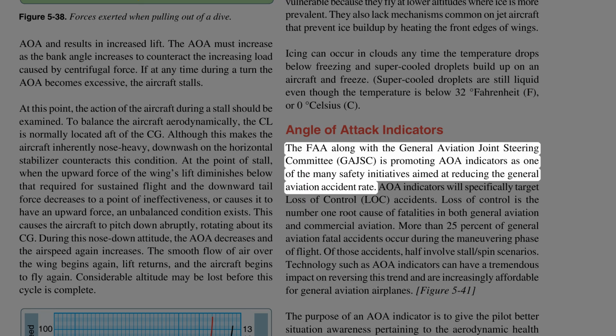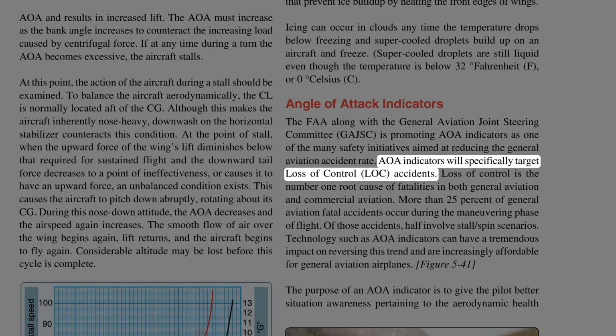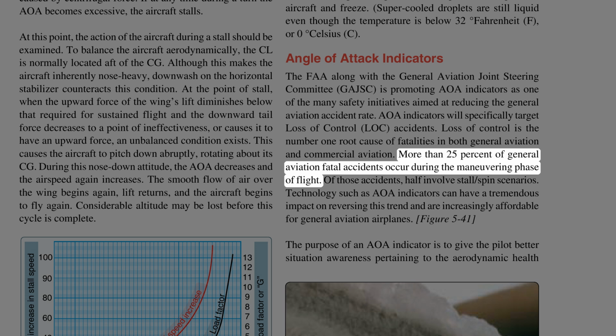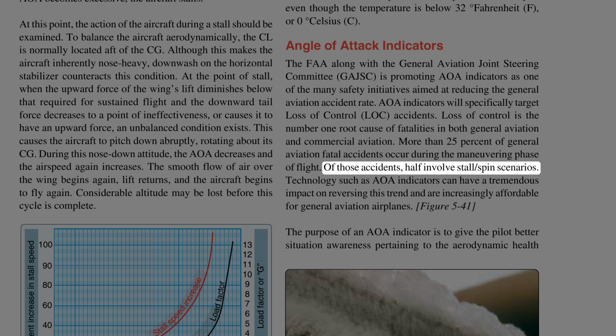Angle of attack indicators. The FAA, along with the General Aviation Joint Steering Committee, GAJSC, is promoting AOA indicators as one of the many safety initiatives aimed at reducing the general aviation accident rate. AOA indicators will specifically target loss of control, LOC, accidents. Loss of control is the number one root cause of fatalities in both general aviation and commercial aviation. More than 25% of general aviation fatal accidents occur during the maneuvering phase of flight. Of those accidents, half involve stall, spin scenarios.